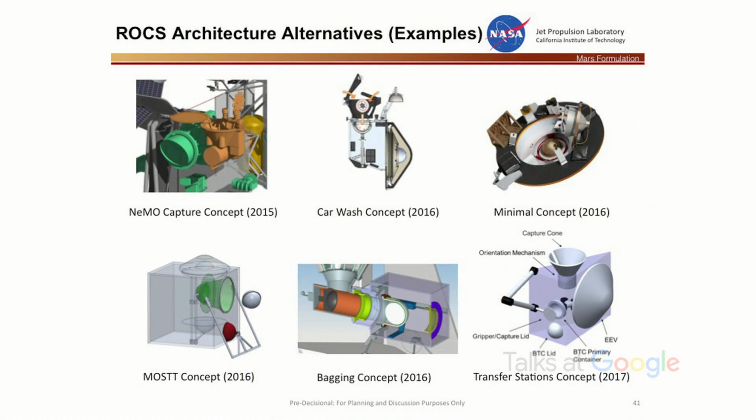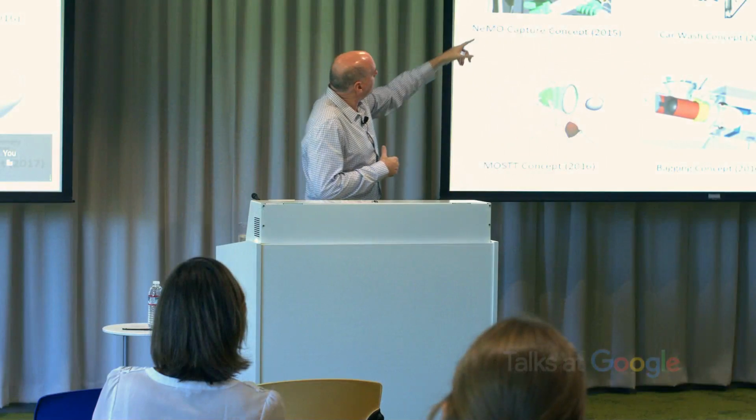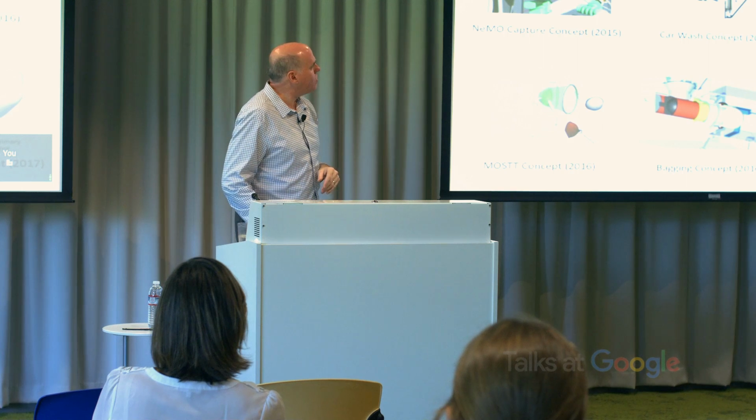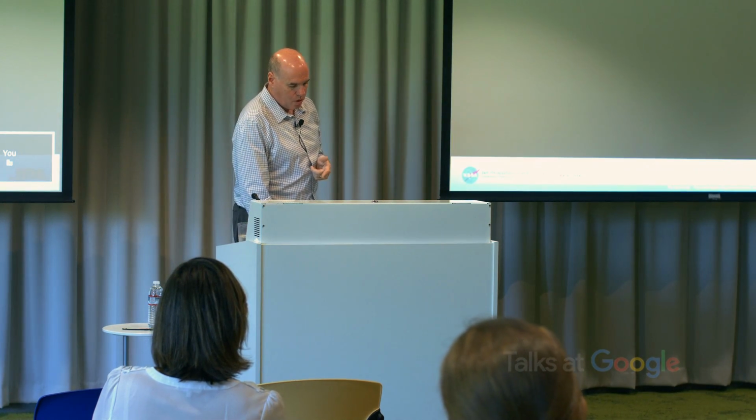And we've been looking at a whole variety of different alternatives to how we do this rendezvous and capture. Some are very sort of, let's call them conventional mechanical things, where you fly this thing kind of into a basketball net. That's this one here. And then you close a lid and you drive it through the system. There's another one that I want to show you in a second that's really cool.